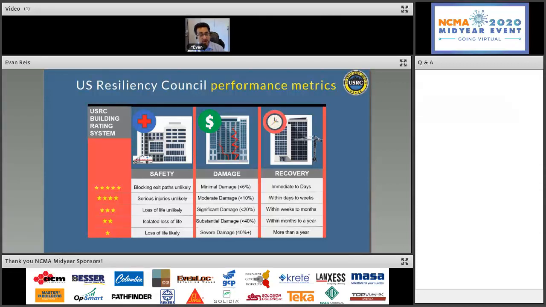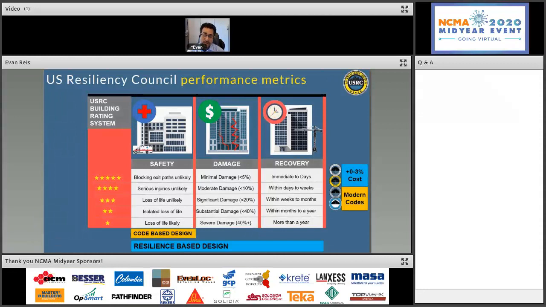And we look at this rating system not just in terms of safety, the way the code does, but in terms of how much it costs to repair and how long it will take to get back into these buildings. Because ultimately, that's the important thing, right? Beyond safety, which of course is the most important thing, knowing how soon we'll be able to get back into buildings and how much it'll cost to repair them is essential.